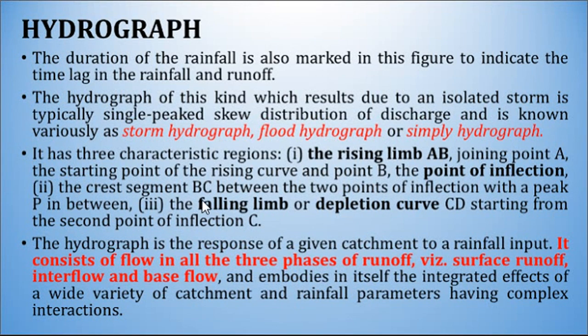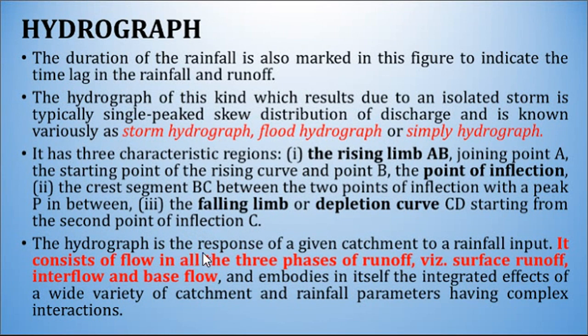Second is the crest segment BC between the two points of inflection with a peak point P in between. And third is the falling limb or depletion curve CD starting from the second point of inflection C.